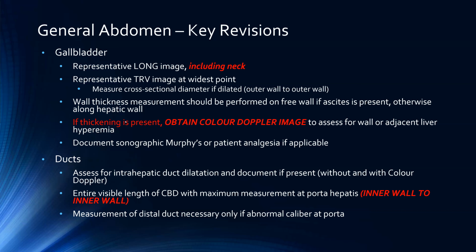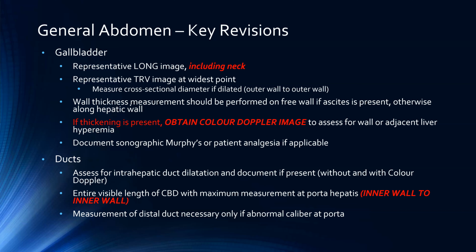The other thing that I'd like to highlight is that if thickening is visible on the grayscale images, that we should be obtaining color Doppler images or power Doppler images of the thickened wall and the adjacent hepatic parenchyma to assess for hyperemia. This is again something that we do sometimes, but not all the time, and I think it should be definitely included if there is wall thickening present, as it's quite helpful in differentiating secondary or reactive edema from inflammation in the setting of acute cholecystitis.